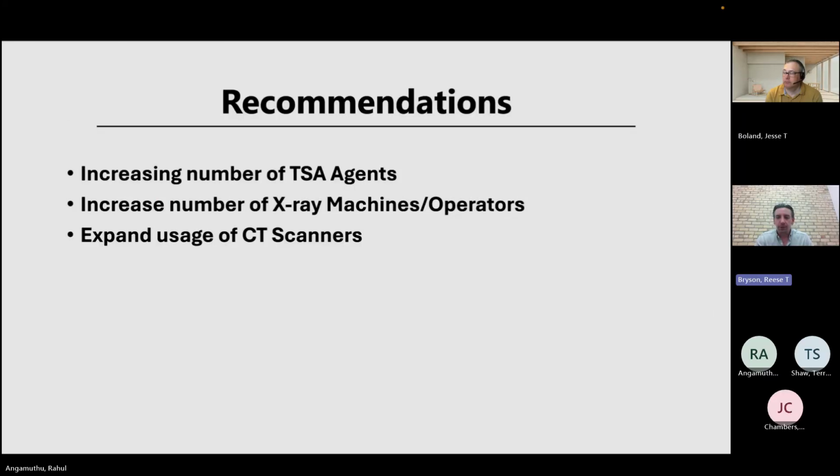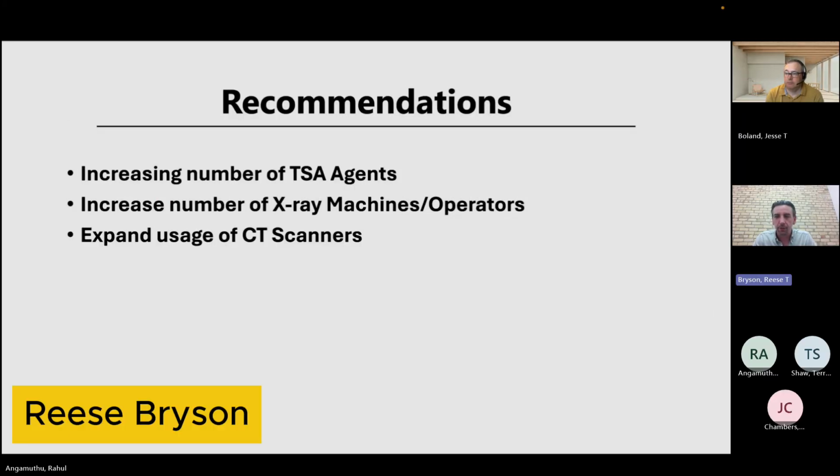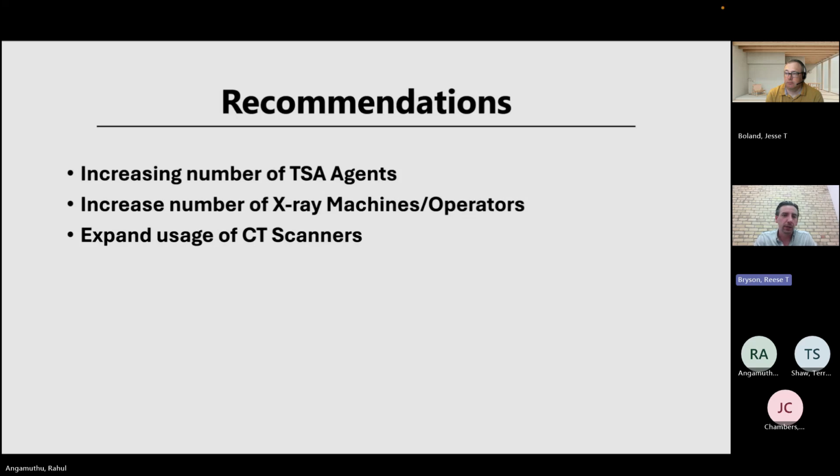I'm going to be going over the recommendations for the TSA process. Number one would be increasing the number of TSA agents. The easiest way to improve the flow through the system is to lessen the time spent waiting in queues to advance to the next productive station. This would mean increasing the number of TSA agents, checking tickets and identification documents.